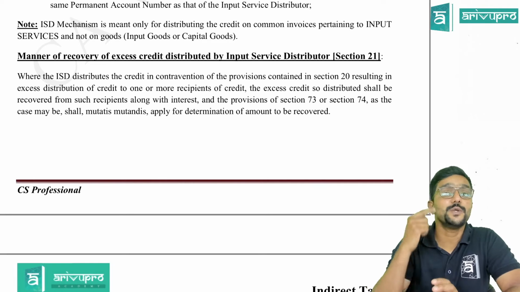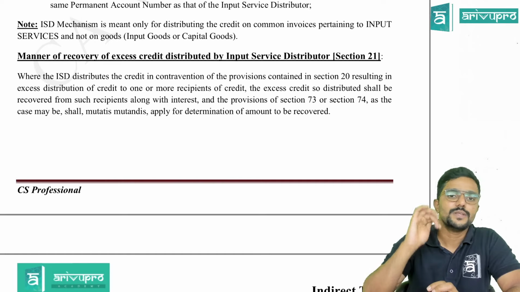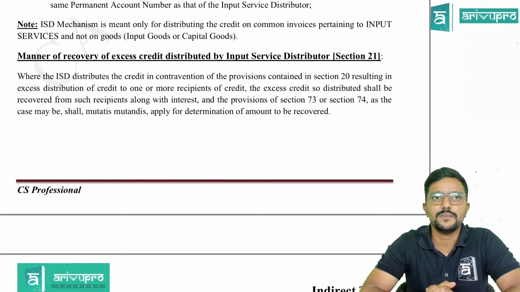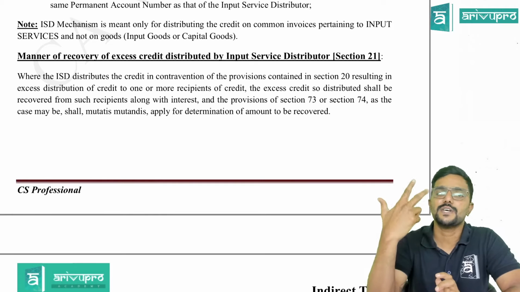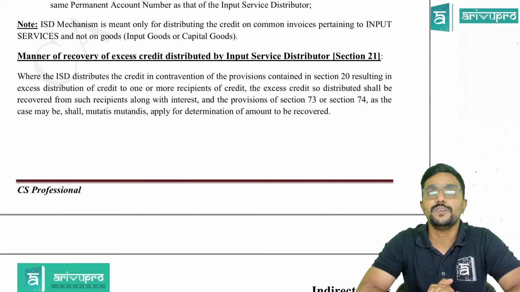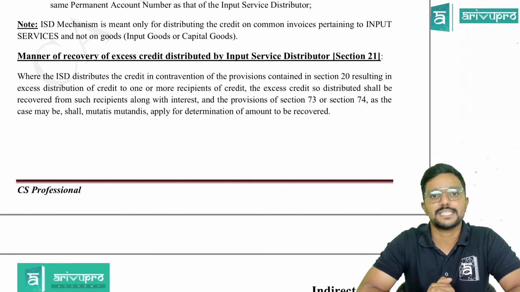This is with respect to utilization of credit. That is with respect to utilization of credit, which is dealt in section 49, 49A, 49B, and also there are various rules to be discussed. And we should also discuss with respect to 3 ledgers: electronic credit ledger, cash ledger, liability ledger, which we would be doing it in our next class, guys.